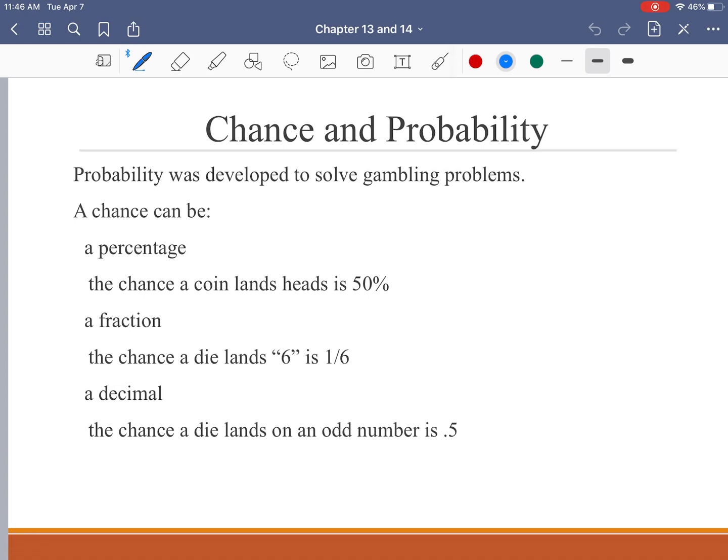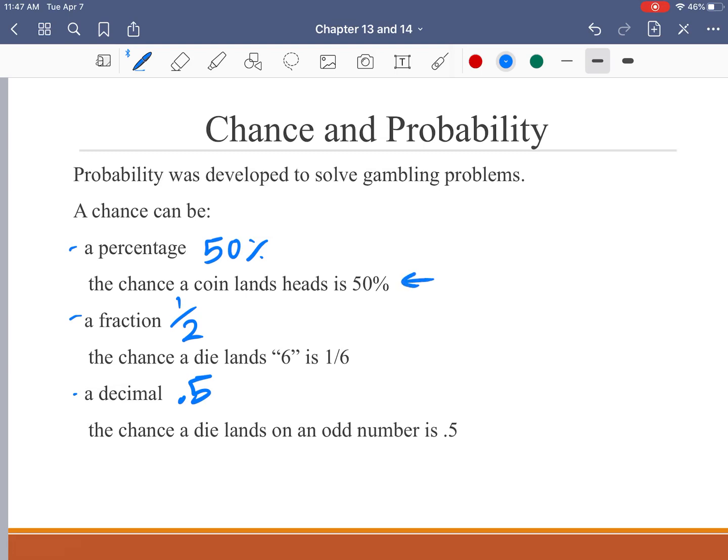That's really where it started, was with gambling. A chance, or a probability, can be written as a percent. So let's say like 50%. As a fraction, so 50% is 1/2. As a decimal, so 50% is 0.5. So there's those three.